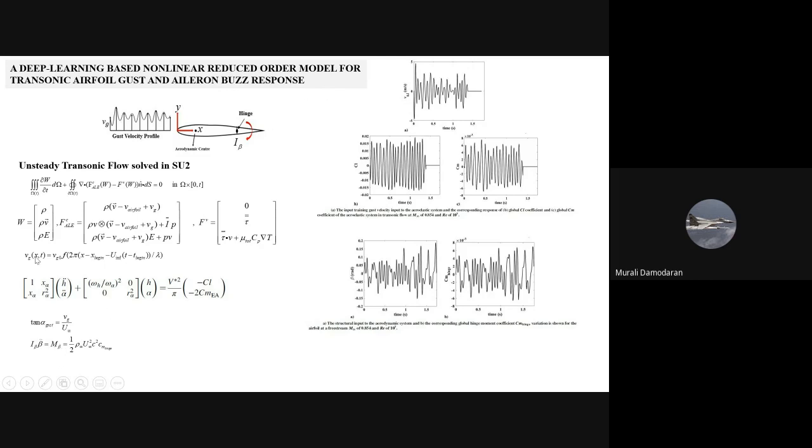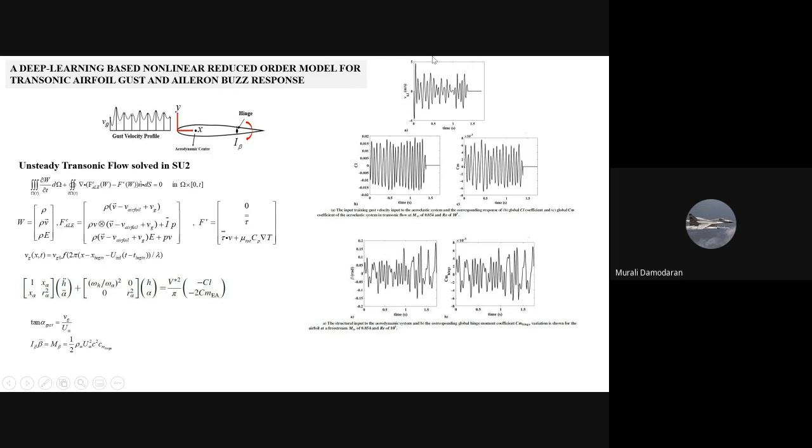All right, so here is the same equation. We solve it in SU2. This can just do an Euler, or a Navier-Stokes equation, viscous flow, everything in SU2. So these are the equations for the structural equations, and this is where the aerodynamics is coupled with SU2.